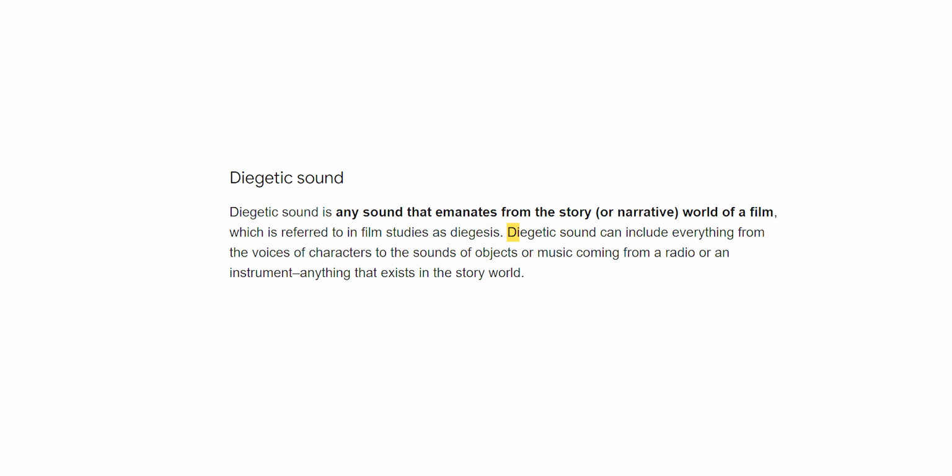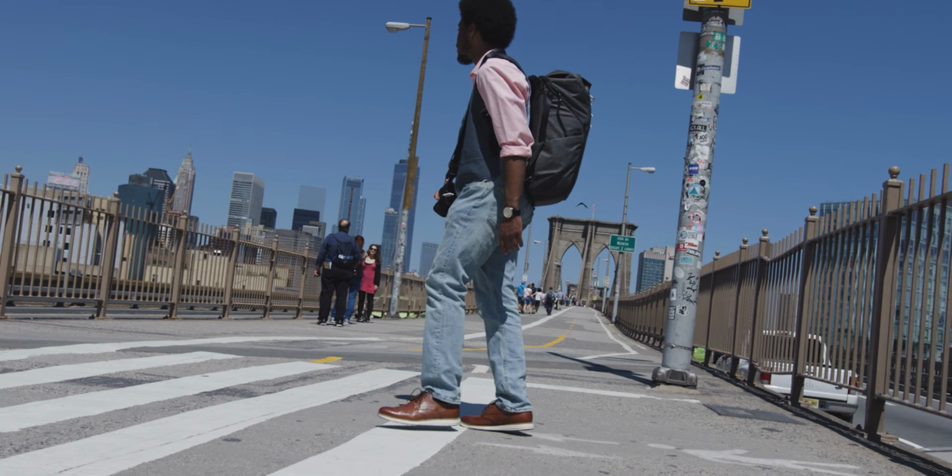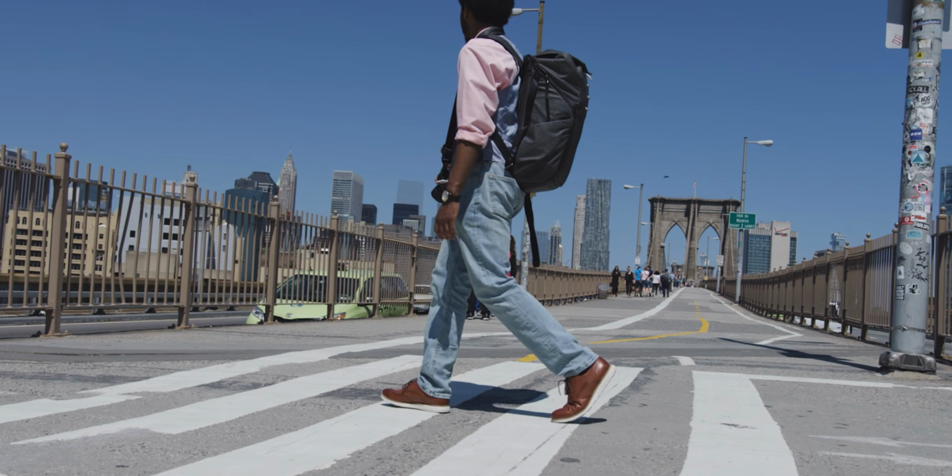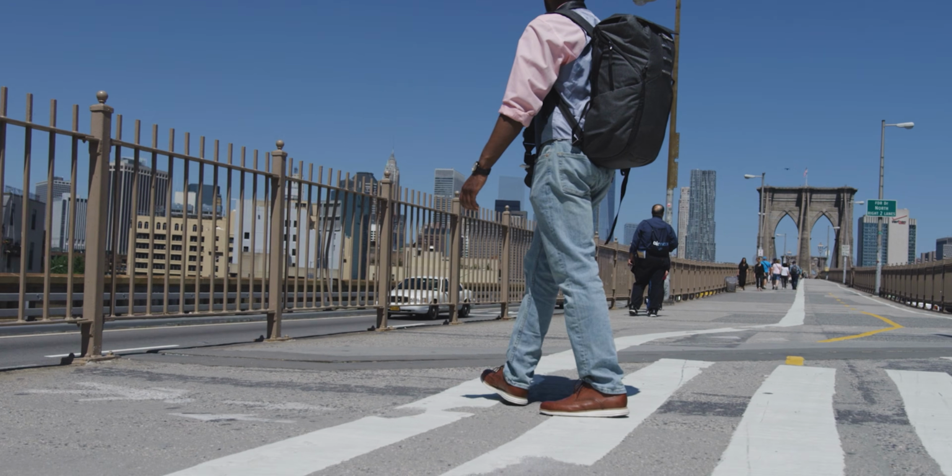According to Google, diegetic sound can include everything from the voices of characters to the sounds of objects or music coming from a radio or an instrument, anything that exists in the story world. If we bring this back to YouTube videos, it basically refers to any sound that you can hear in your B-roll, or to put it even simpler, any sound that you heard while you were filming your B-roll and therefore your viewer could have heard if they were in that exact location.